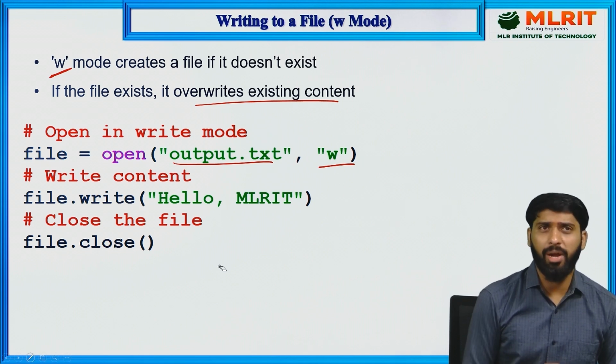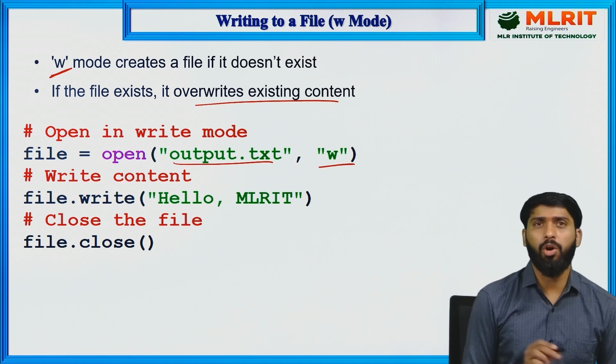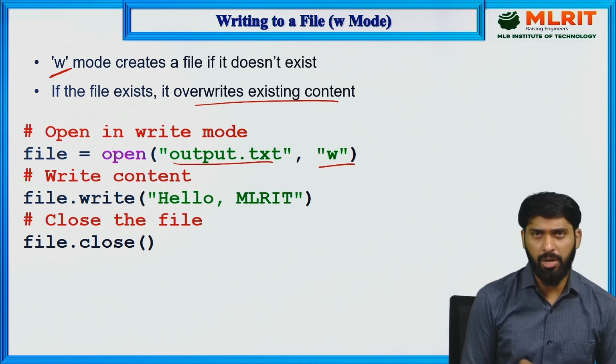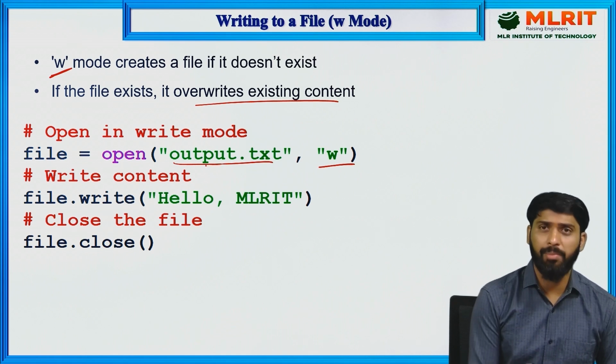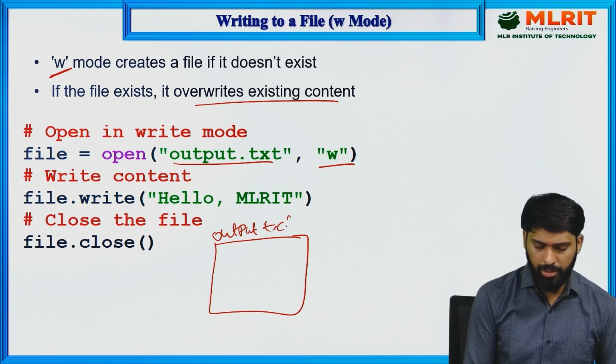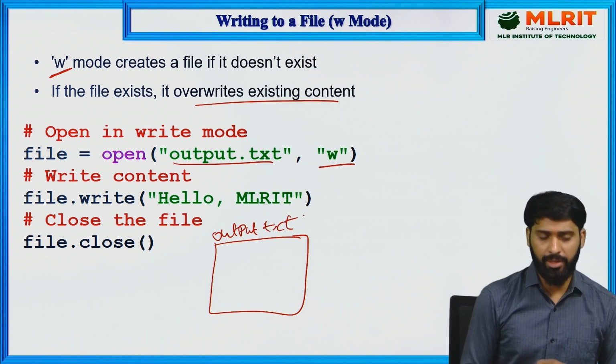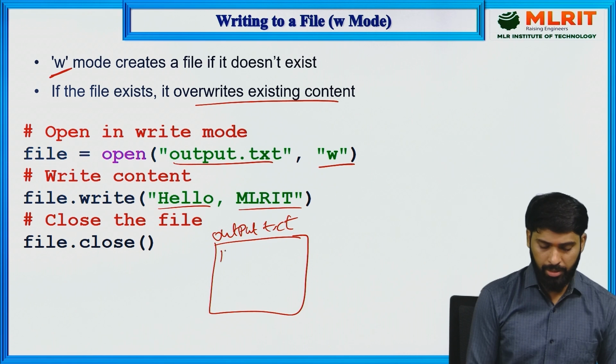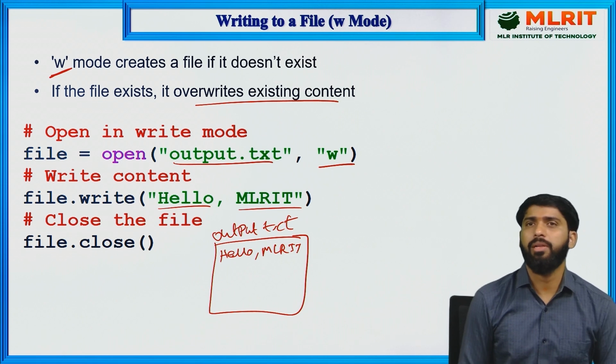Now coming to the program. File equals open output.txt, W. Now the file does not exist with the name output, so one file is created with the name output.txt. Now write content: Hello MLR IT. Close the file. That's it.